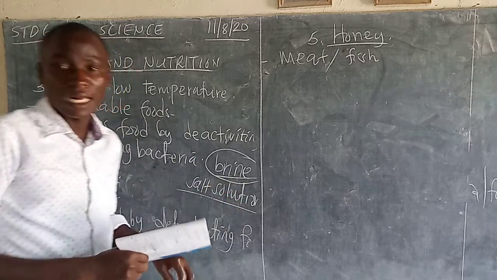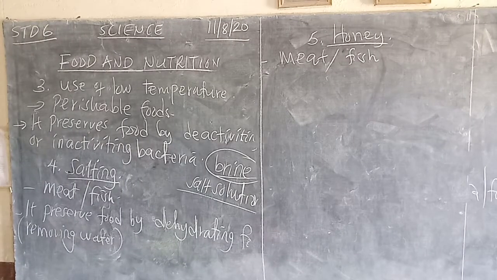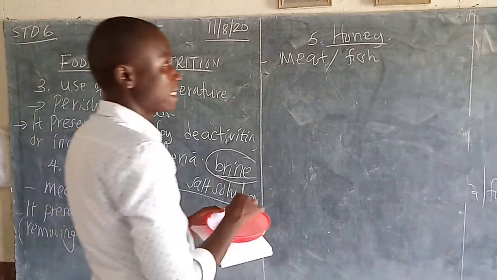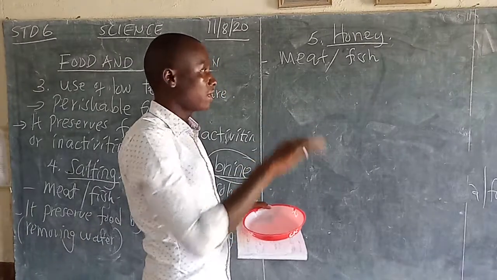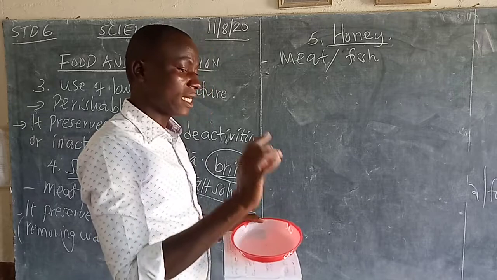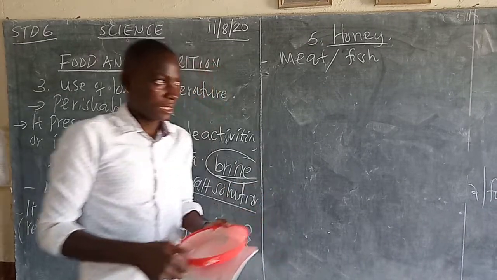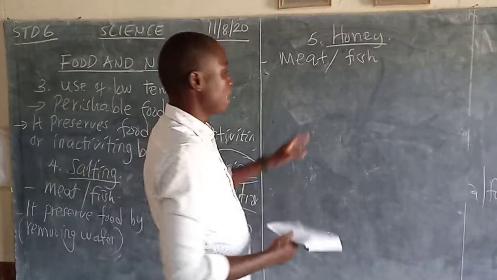Just take a container. For example, this is a container containing honey. Then you dip your meat inside it. The meat will sink in honey and will be covered by honey completely. Or you can take your piece of meat and then you smear honey around it. That's how it's done. When you look at it, the honey is a bit thick.